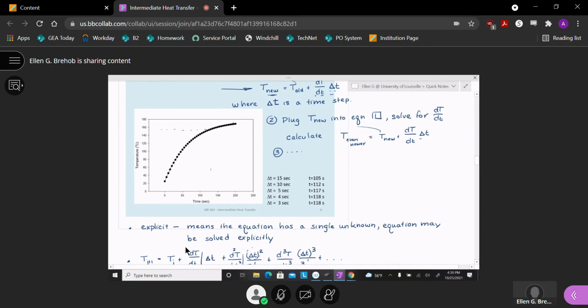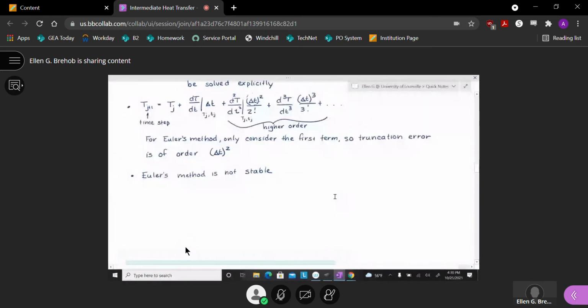But if we picked too large of time steps, we would see something that is not stable. We'd see it go up and down, not a path towards our final value. So Euler's method is not stable for all step sizes. You have to pick a delta t that is at least smaller. A rule of thumb is to choose a time step that is smaller than the thermal time constant.